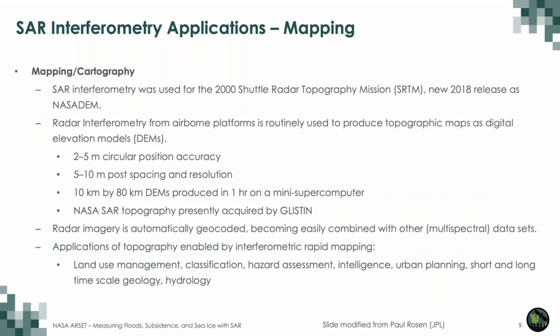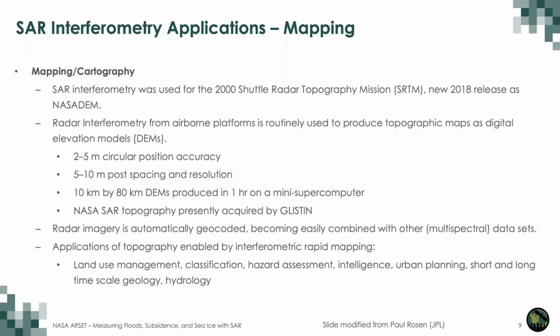There are basically two types of SAR interferometry. There's the mapping and topographic determination. That's done by using two radar antennas that are imaging the ground at the same time. The mission that I worked on was the 2000 NASA Shuttle Radar Topography Mission, which was recently reprocessed and released in 2018 as NASA DEM.